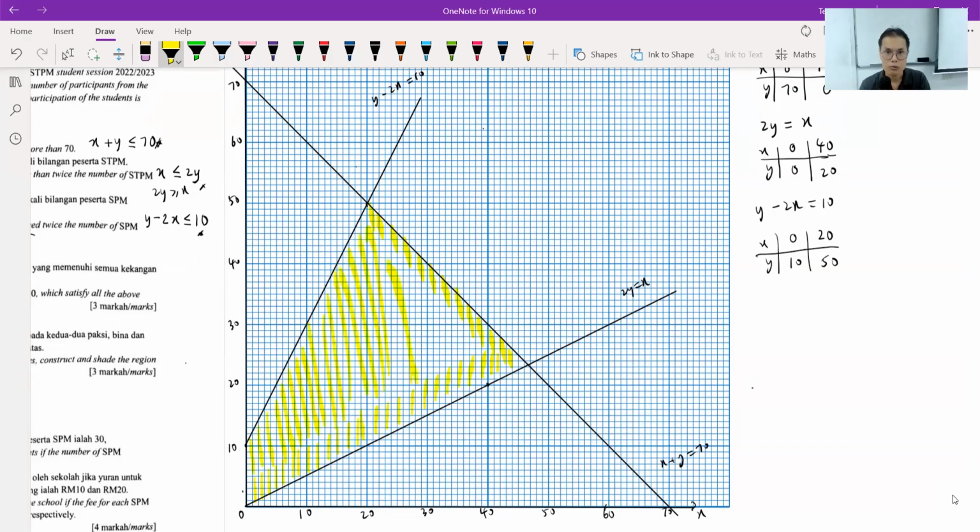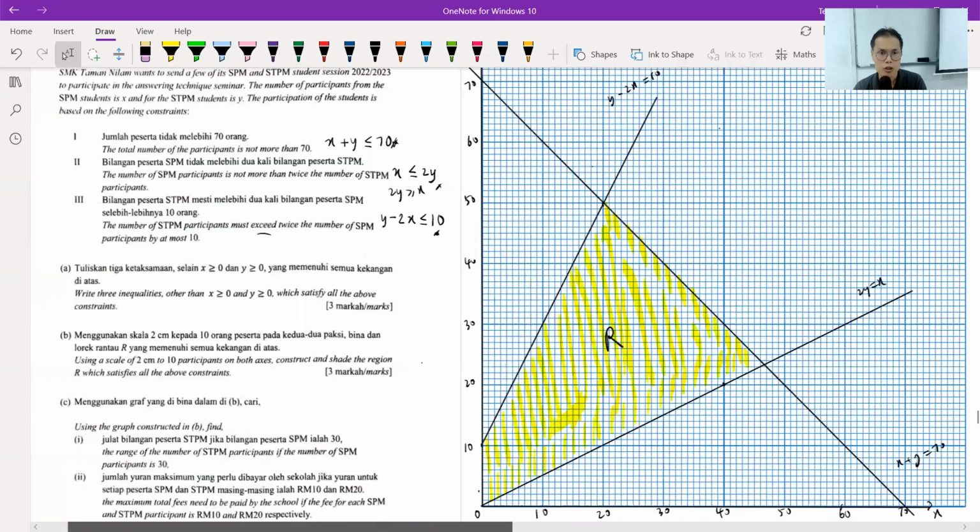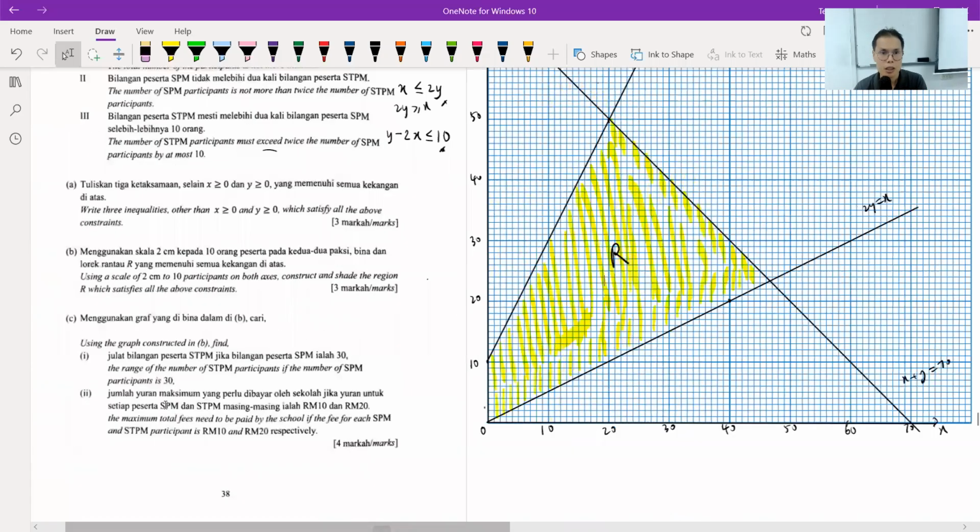And normally we have to shade and label with the symbol R. Okay, this is R. And this is part B, yeah, done.